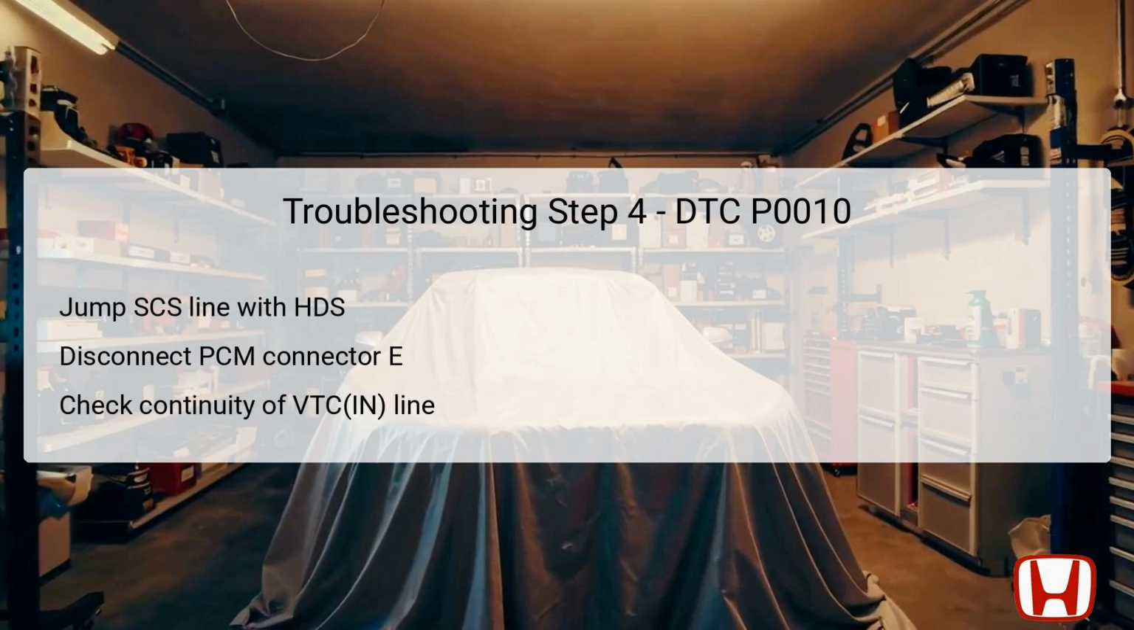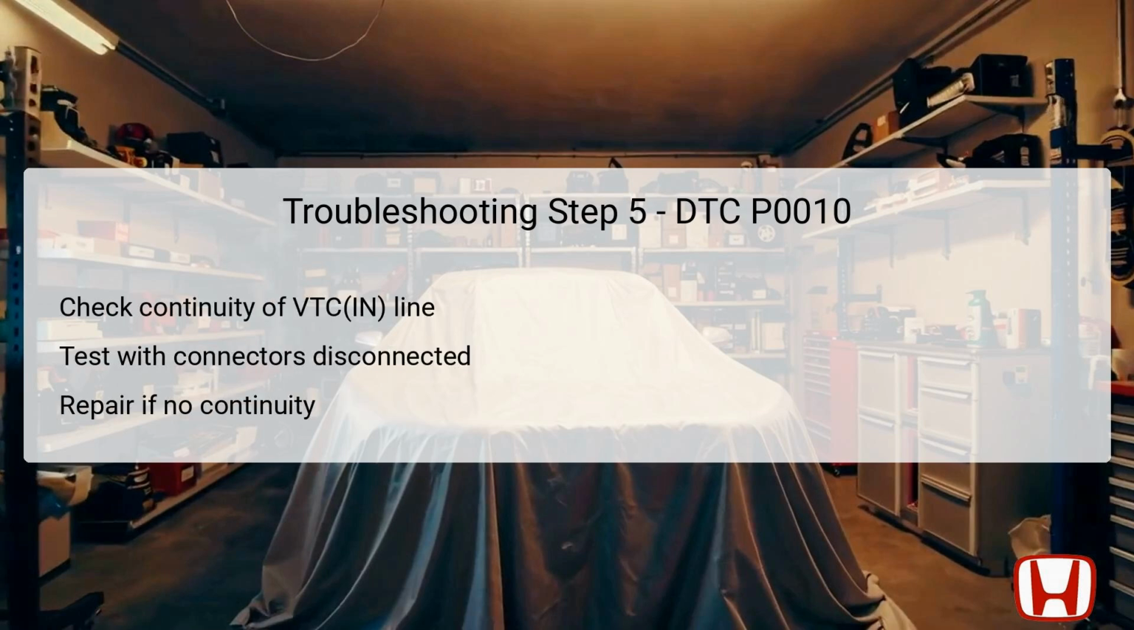As before, check continuity between 2 test points: the female terminal number 1 of the VTC oil control solenoid valve A connector and body ground. If continuity is detected, this indicates that the wire is functioning normally, and further investigation into the specific cause of DTC P0010 may be necessary, such as inspecting the PCM itself. Conversely, if there is no continuity, this suggests that there is a short in the VTC IN wire that must be repaired between the PCM and the solenoid.